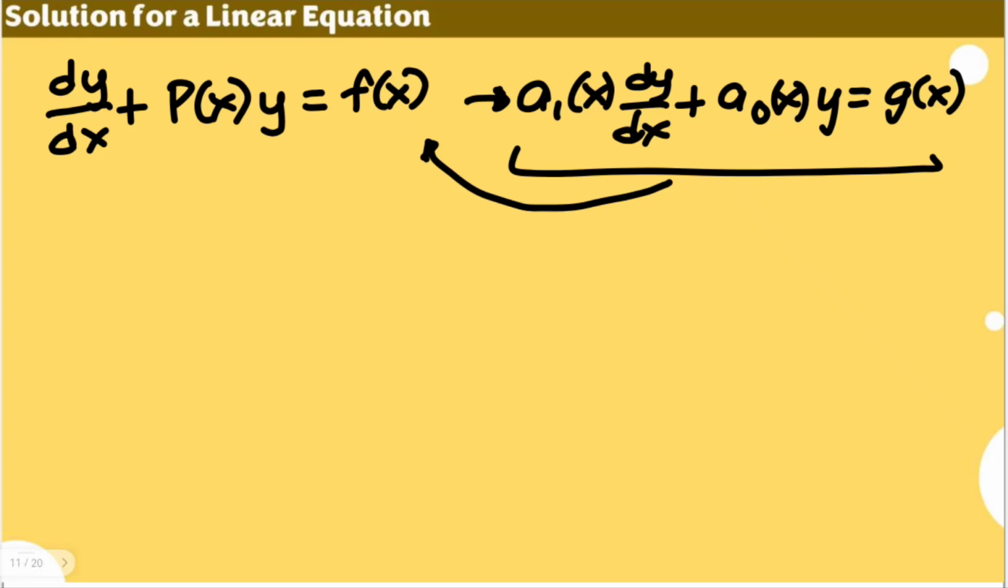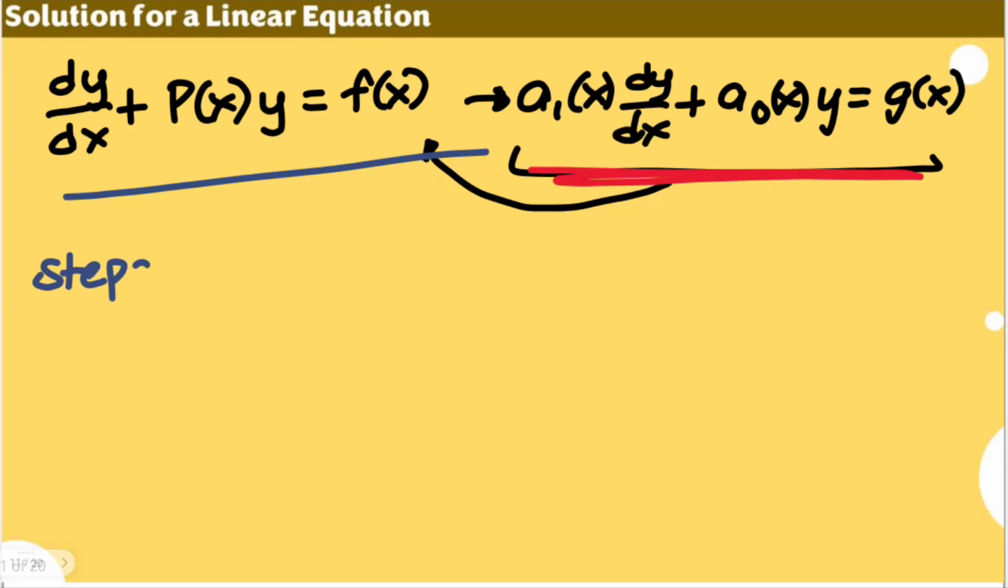Now, once we can establish this standard form, we are going to provide the steps for solving this given equation. This process is only true once we are sure that our given first order differential equation is a linear equation which can be transformed in this form. So here are the steps in solving a linear equation.